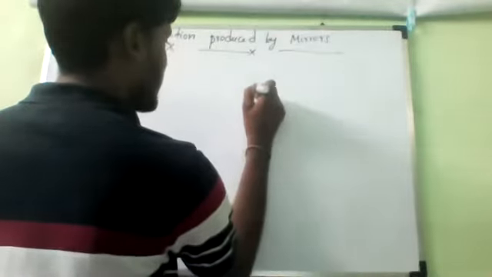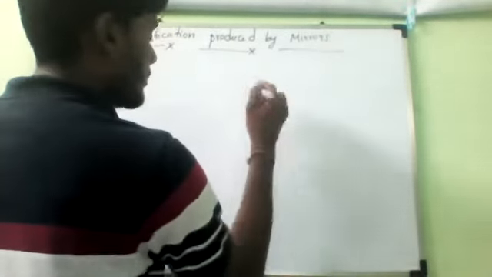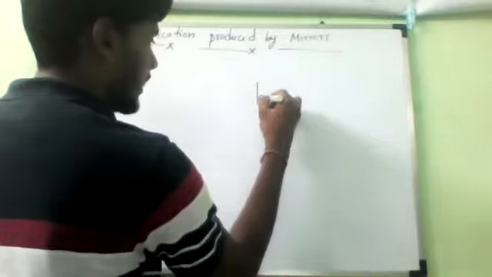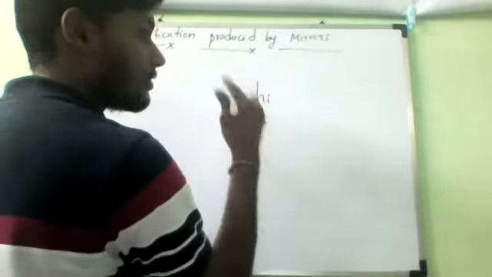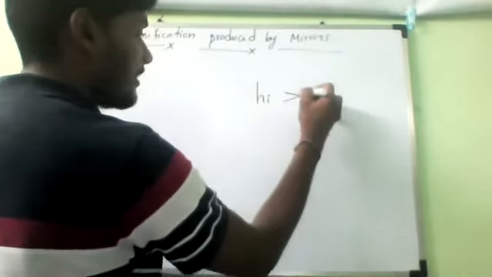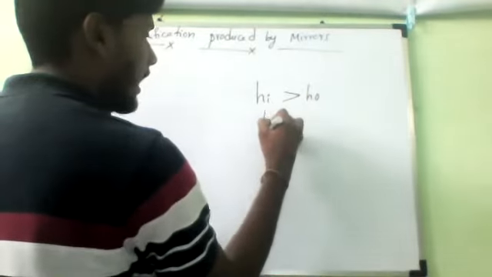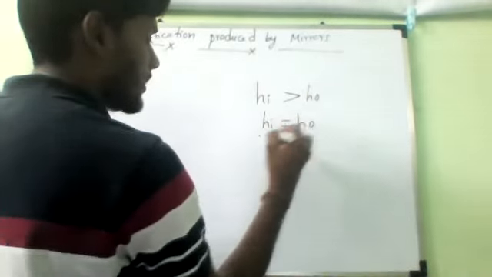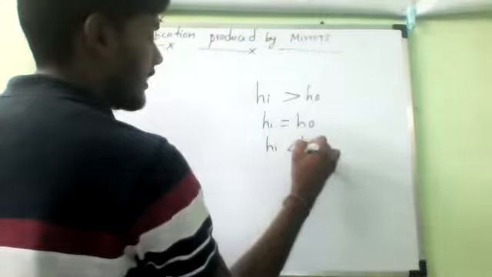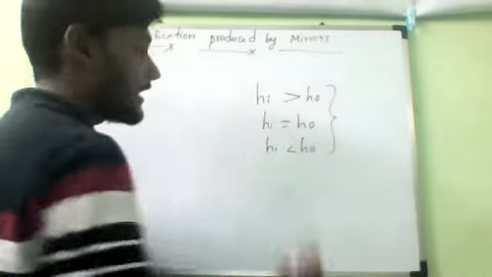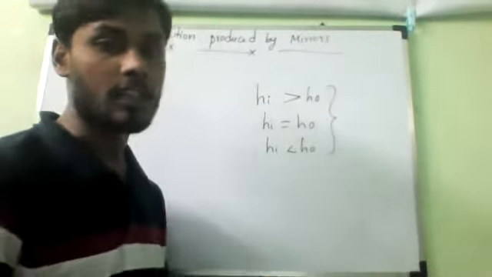So the image size, the height of the image, we can take. The height of the image always has 3 cases. It may be greater than the height of the object, or equal to the height of the object, or less than the height of the object. These are the 3 cases which we always get in this.